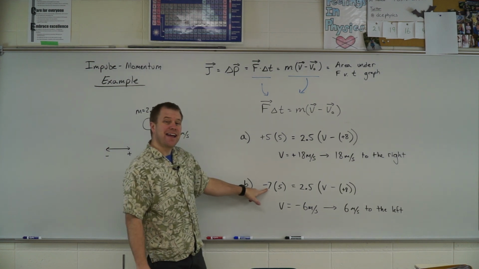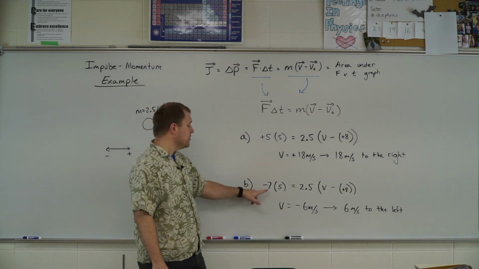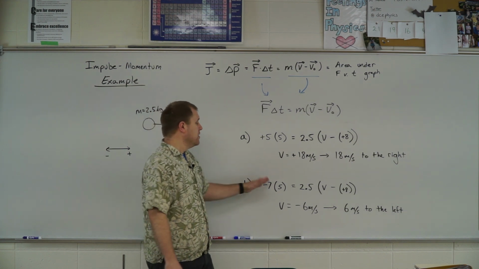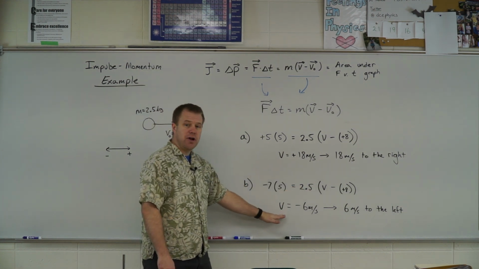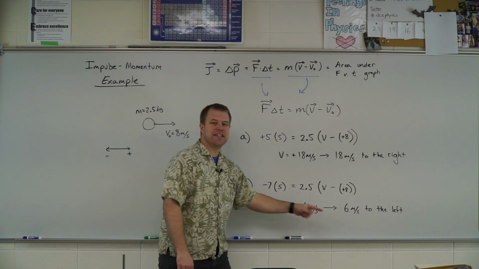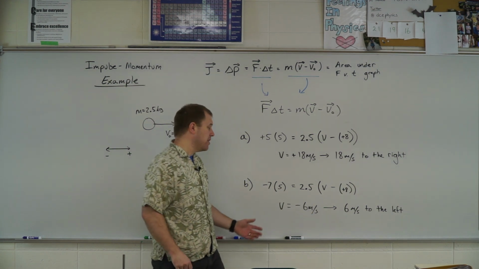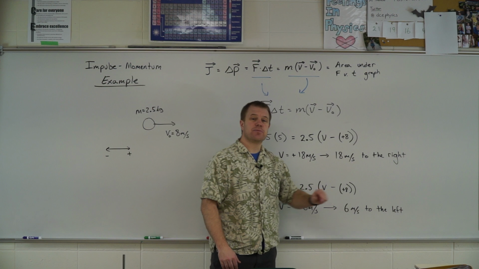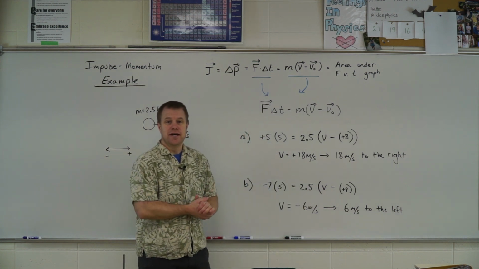For part B, we had that negative 7 newtons for our force because the force was to the left. Plugged in my other information, solved for my final velocity. I got negative 6 meters per second. The negative is not good enough. I have to state 6 meters per second to the left. And there's our example.